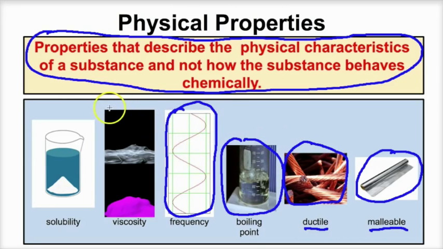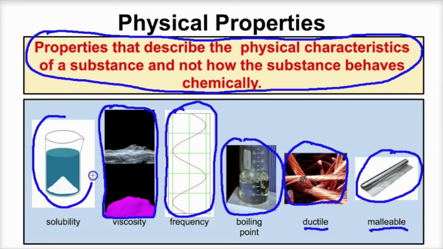If we talked about the viscosity of fluids, how some fluids are more viscous than others. For example, honey is more viscous than water. It has a higher viscosity. That would be a physical property of that. And last but not least, solubility. We said salt and sugar are soluble in water. That is going to be a physical property of those substances. That does not tell us how the salt or sugar is going to behave chemically.